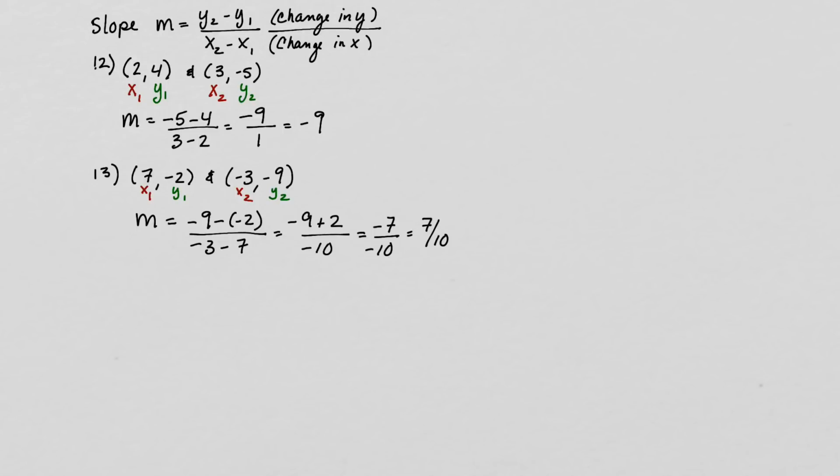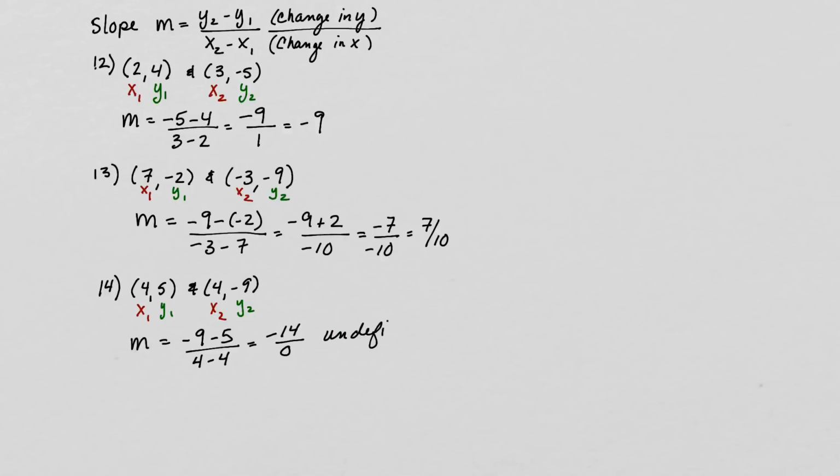So let's try another one. Number 14 gives us the points (4, 5) and (4, -9). So again, I have x1 and x2, and y1 and y2. And so the slope is going to be -9 minus 5 divided by 4 minus 4. So we would get -14 on the top, and here we're going to get 0 on the bottom. So remember, you can't divide by 0, so this means the slope is undefined.